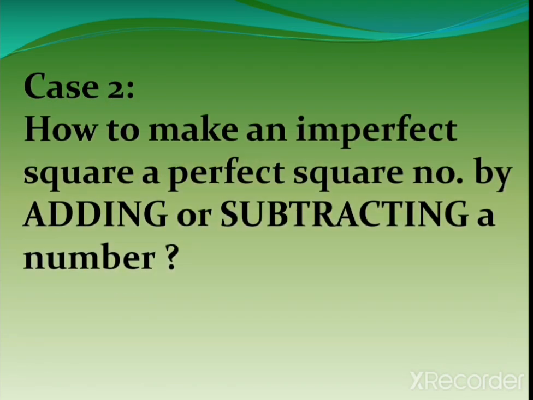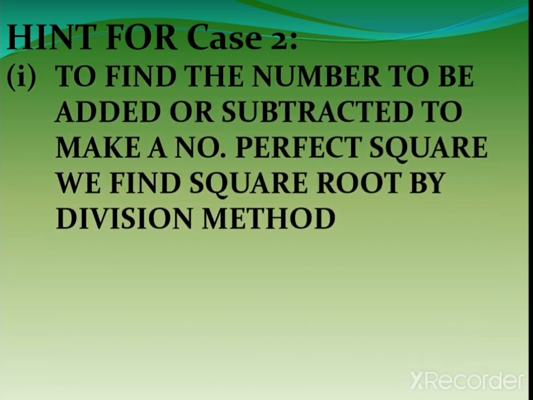Case 2. If there is an imperfect square and somebody asks you what should be added or subtracted to make it a perfect square, what are you going to do? For that, you will be finding the square root by the division method. Once you do the square root by the division method, you observe that if the remainder is not 0, the given number is not a perfect square. If the remainder is 0, definitely the number is a perfect square. That is a way to check it.